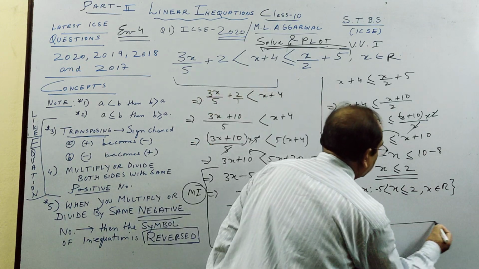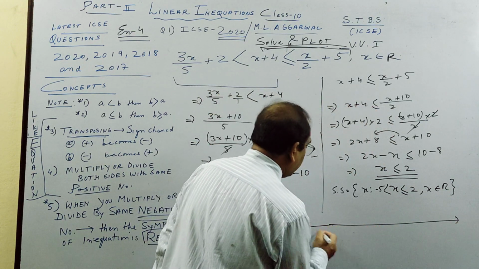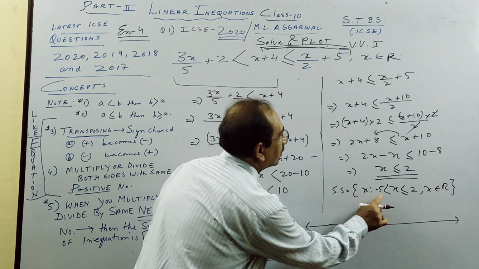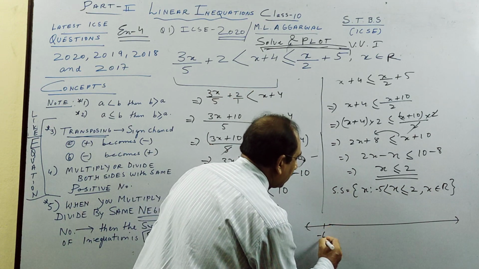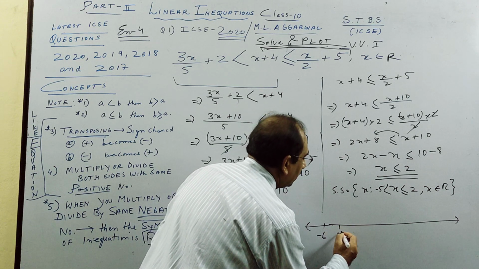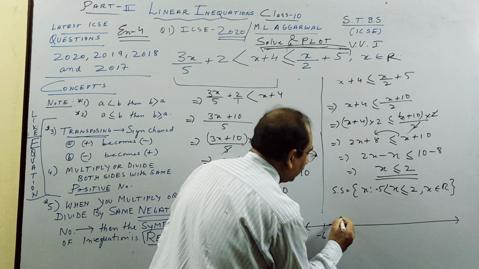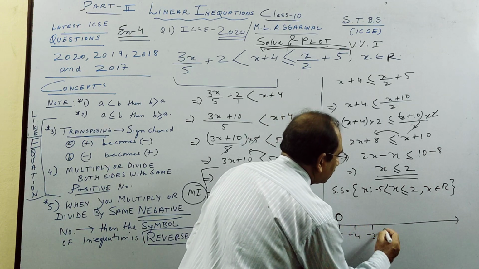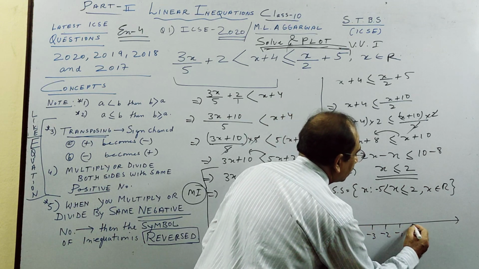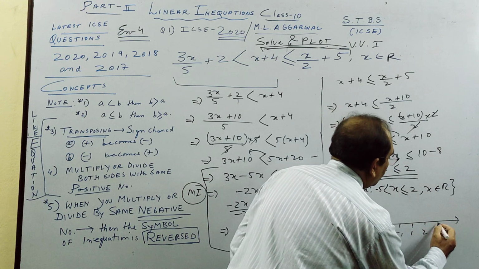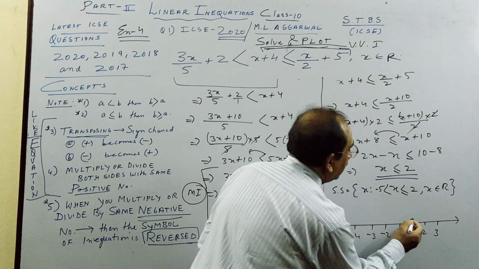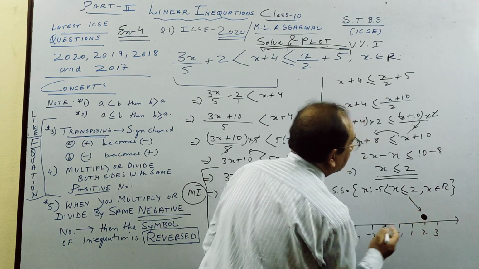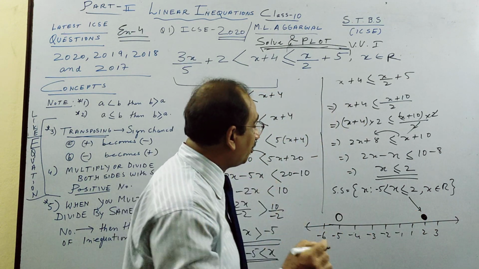Then how to plot, children? Take a number line, 1 extra on both sides. So what is 1 extra? Minus 5. Here I'll take minus 6. Minus 5, greater than means hollow circle. Minus 4, minus 3, minus 2, minus 1, 1, 2, 3. Less than or equal to will be a dark circle, because this is including. See my previous video part 1.